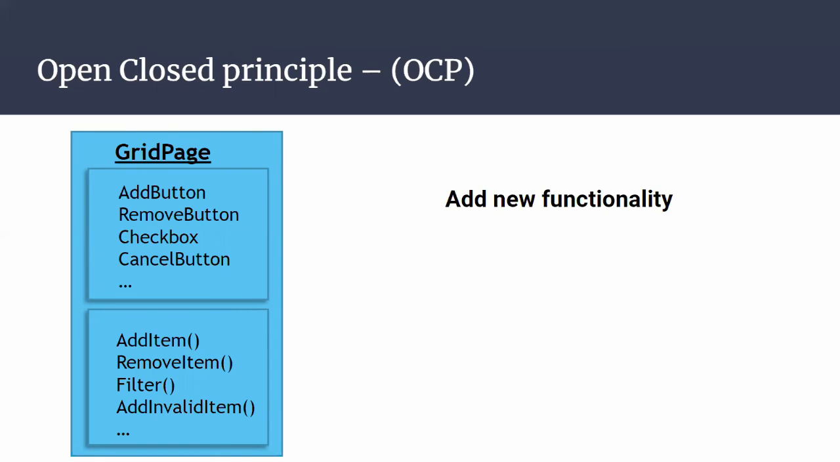Well, imagine that we need to add a new functionality, for example, sorting by column in this page object. The typical approach will be to edit the class GridPage and add a new method sortByColumn. But to comply with the open-closed principle, we need to add a new class with a new method sortByColumn.